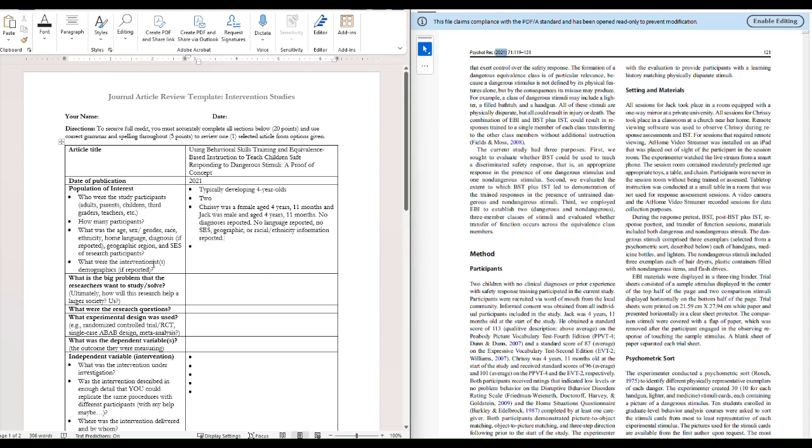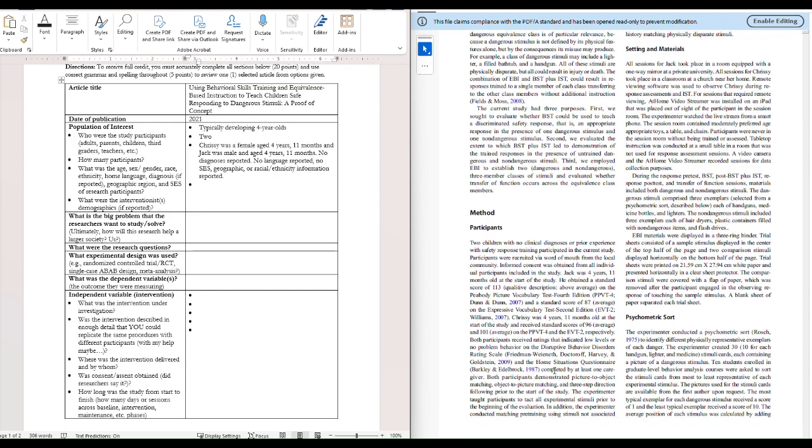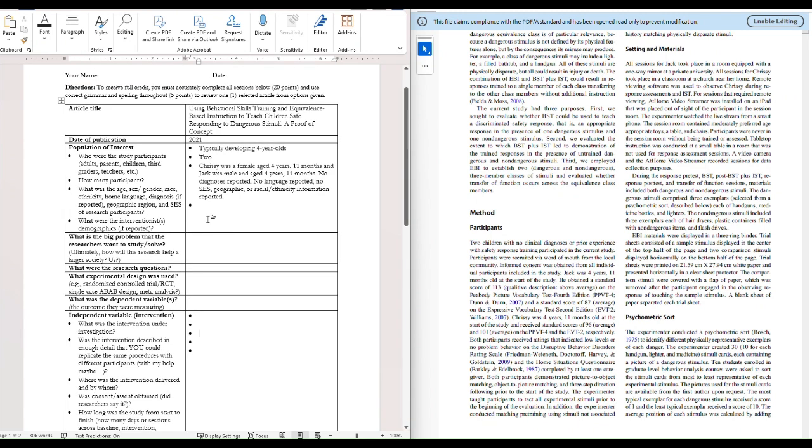racial information. Does it talk about who the interventionist was that was delivering the intervention? So how you can find that out is by reading this as well. It just says experimenter taught participants. So yeah, that's where I have it.